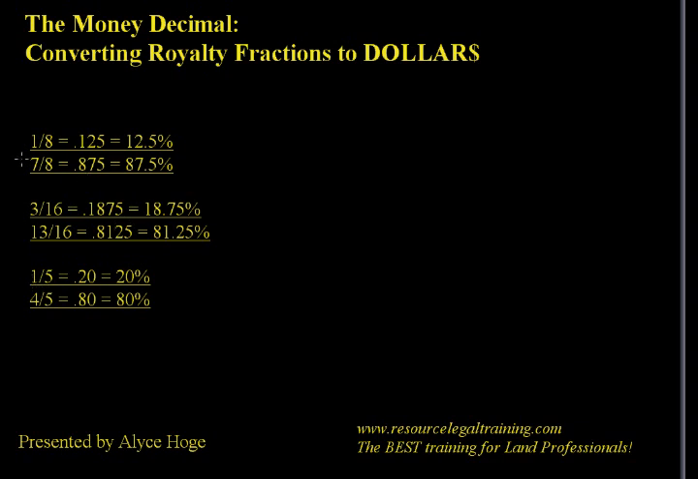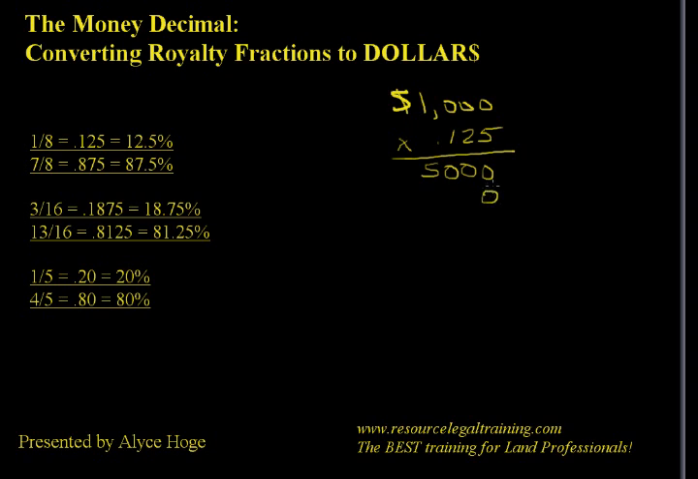So let's say that the landowner has a 0.125 or 1/8 royalty fraction in the oil and gas lease. So we're going to say, okay, landowner, royalty owner, if the oil and gas company has $1,000 worth of profits, we're going to take that times 0.125, and we're going to multiply that. So 5 times 0 is 0, 5 times 0 is 0, 5 times 0 is 0, and 5 times 1 is 5. Or we could have just said 1,000 times 5 is 5,000, but we're doing it out longhand, so we will embed it in our memory.